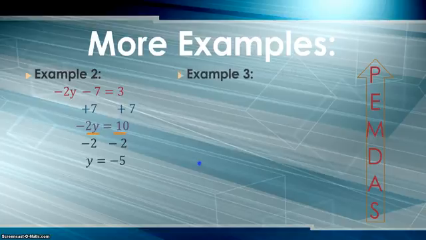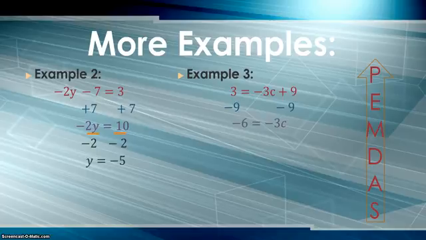Let's look at one more example. Here we've got 3 equals negative 3c plus 9. Some of you might be uncomfortable with that variable on that right side. It's okay, leave it there. We're just going to move some stuff to the other side this time. Again, we have a plus 9 here, so to undo that, we're going to subtract 9 from both sides. That leaves us with negative 6 equals negative 3c. Again, a number next to a letter means multiplication, so to undo that, we're going to divide both sides by negative 3. Negative 6 divided by negative 3 gives us a positive 2.